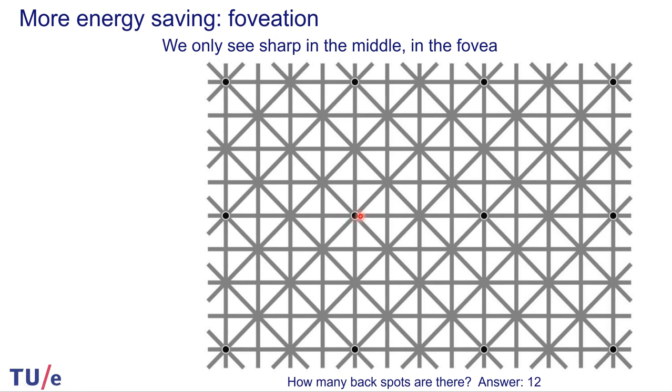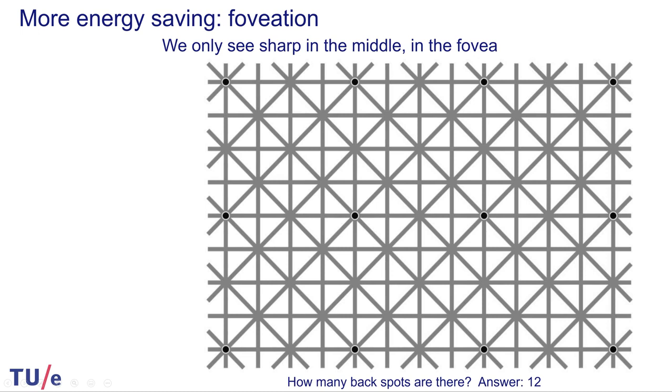If you look at the retina here, at this point, you see a black point. But there's only one. But if you look here, there's another black point. And there's another black point here, another black point here. In total, there are 12 of these black points. And you only see one. And actually, why is this?